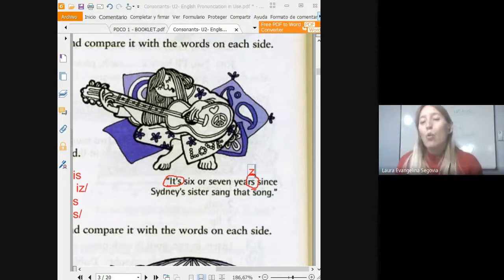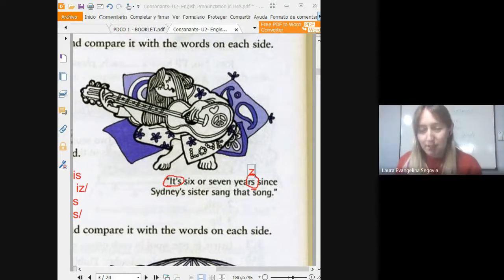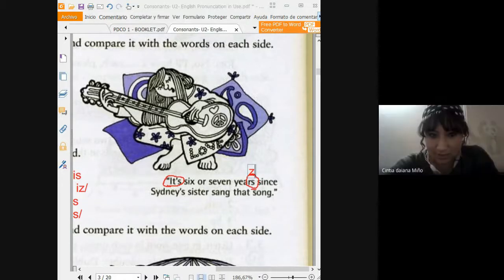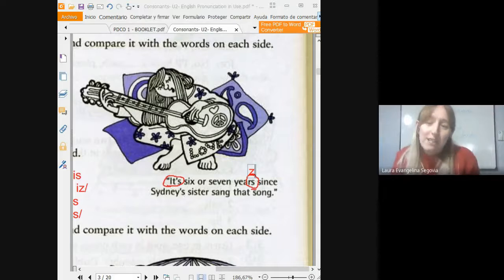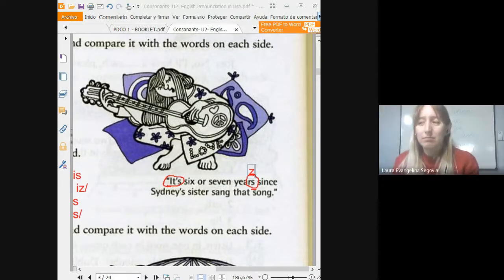Thank you. Queen Cynthia, your turn. Come on. Show what you have. It's 6 or 7 years since Sydney's sister sang that song. No, it's not signs. It's since. Yes, since Sydney's sister. It's 6 or 7 years since Sydney's sister sang that song. Sydney's sister sang that song.